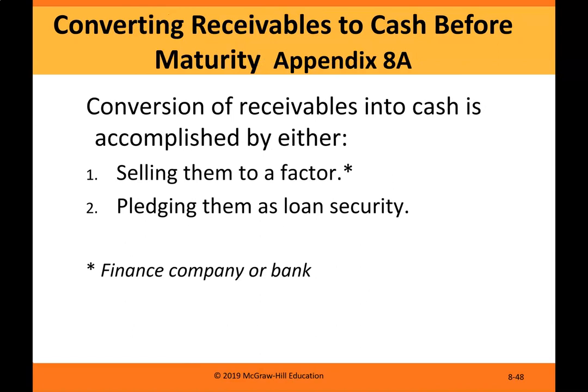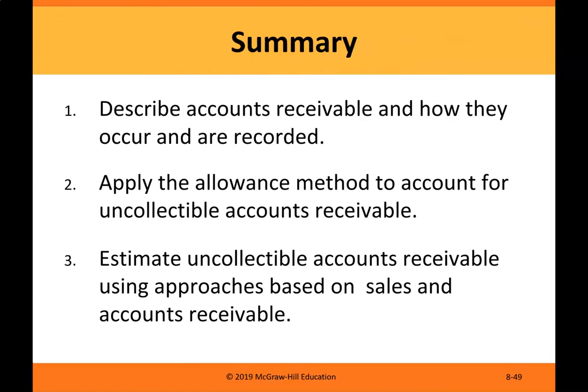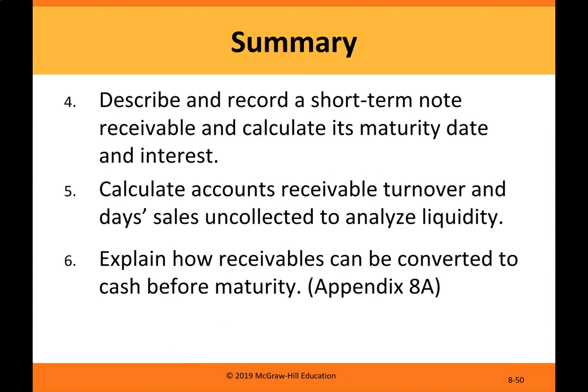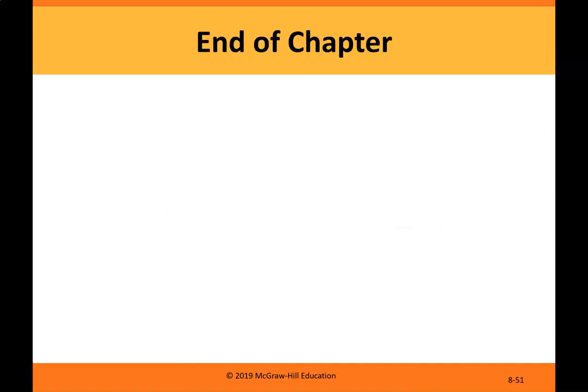Summary. 1. Describe accounts receivable and how they occur and are recorded. 2. Apply the allowance method to account for uncollectible accounts receivable. 3. Estimate uncollectible accounts receivable using approaches based on sales and accounts receivable. 4. Describe and record short-term notes receivable and calculate their maturity date and interest. 5. Calculate accounts receivable turnover and days sales uncollected to analyze liquidity. And don't worry about number 6. End of chapter.